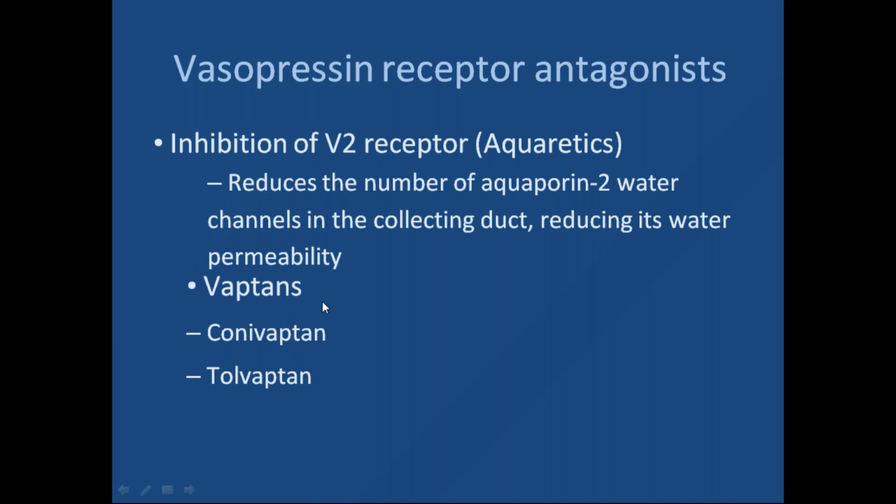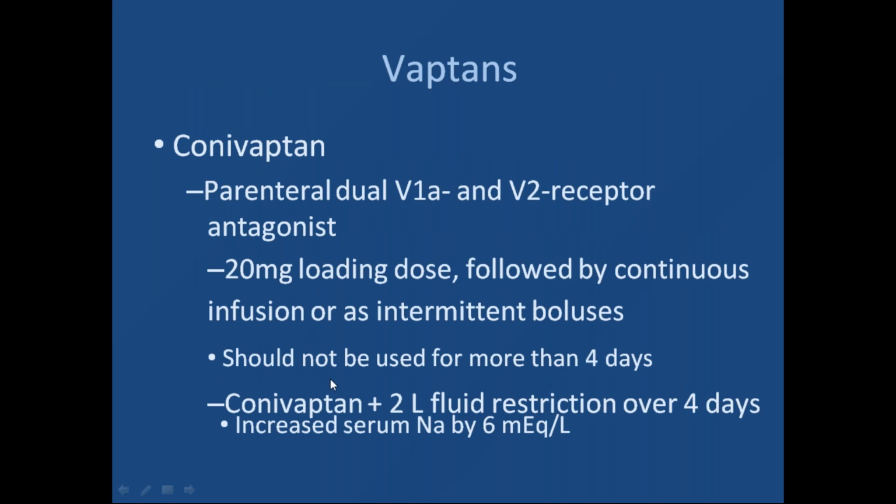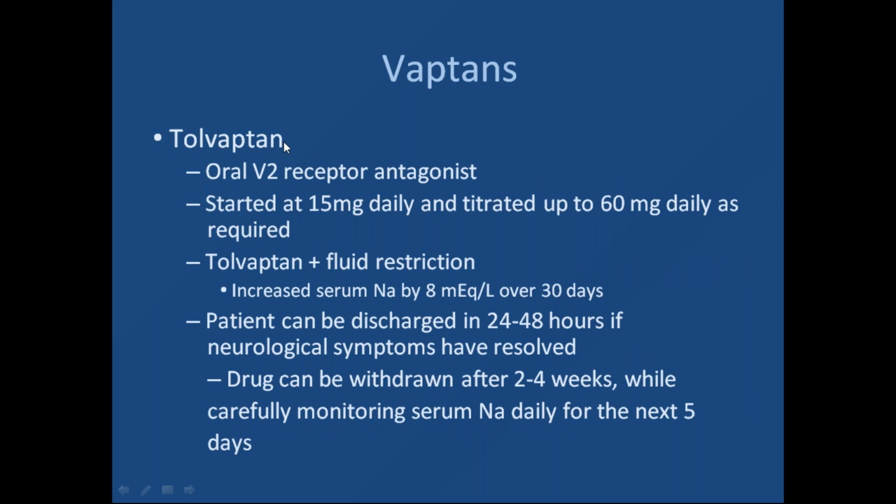So these are called Vaptans. What are the Vaptans? Conivaptan and tolvaptan. Conivaptan is parenteral. It acts on both V1A and V2 receptors. It blocks both these receptors. 20 mg is the loading dose. It should not be used for more than 4 days. Conivaptan plus 2 liters fluid restriction over 4 days increases serum sodium by 6 milliequivalents per liter.